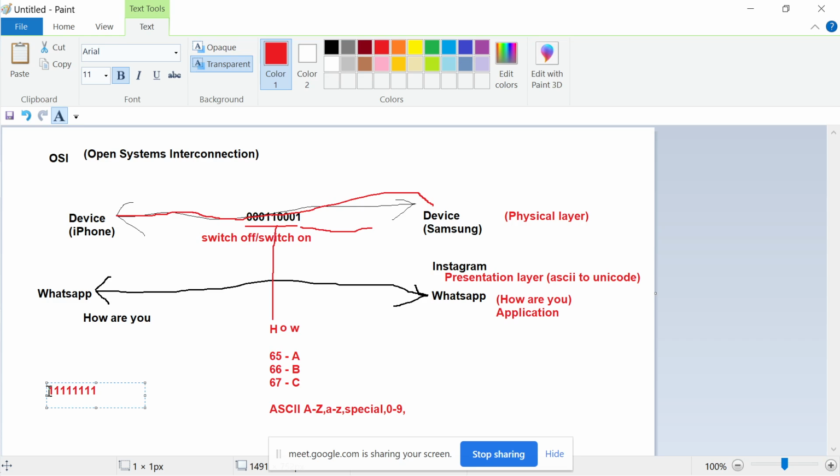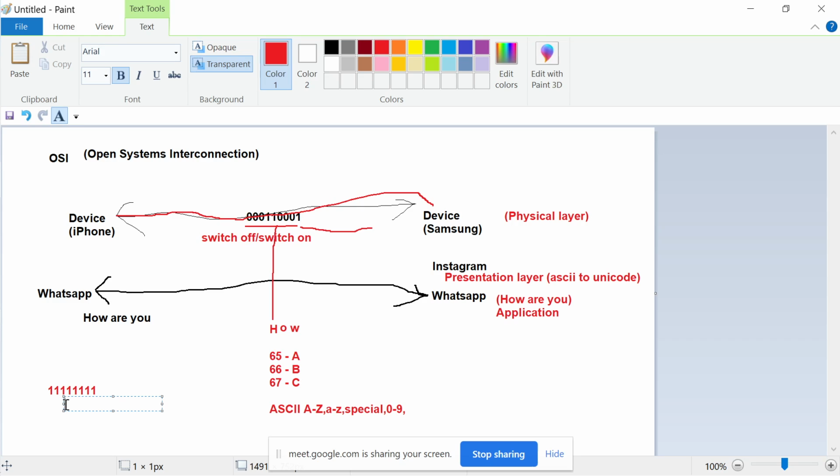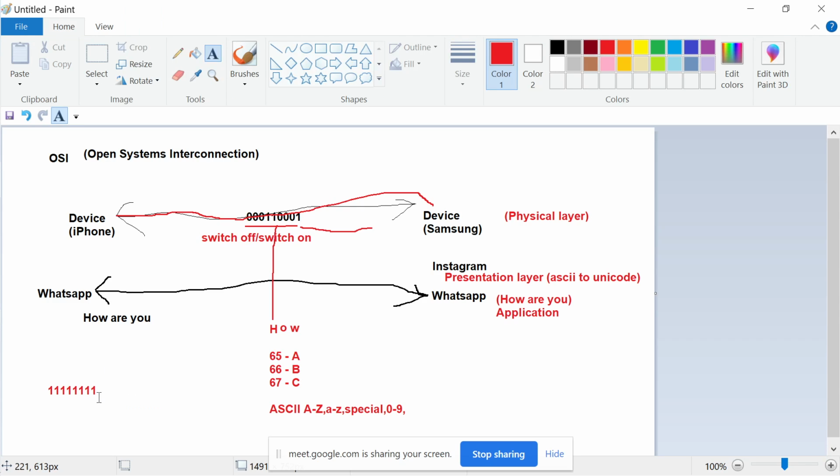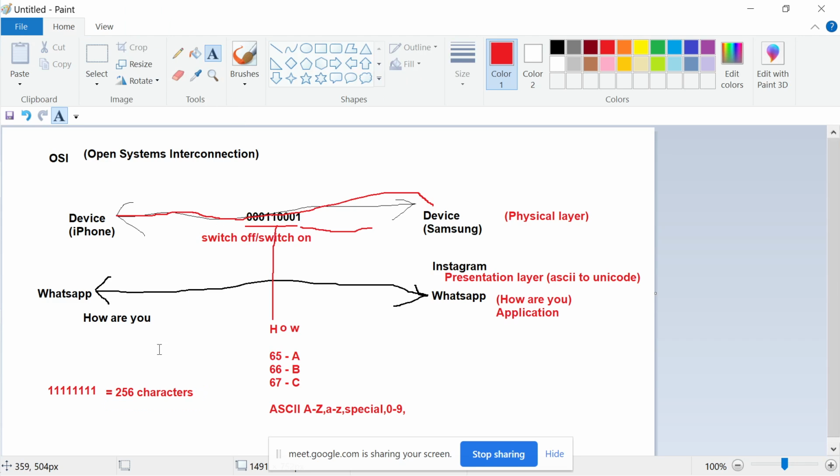Is this understood? Yes, sir. Do you agree this is the maximum value you can get with 8 bits? Yes, sir. So the question is, what is this value equal to? It is equal to 2 power 8, right? So this will come out to be, I think, 256 characters.